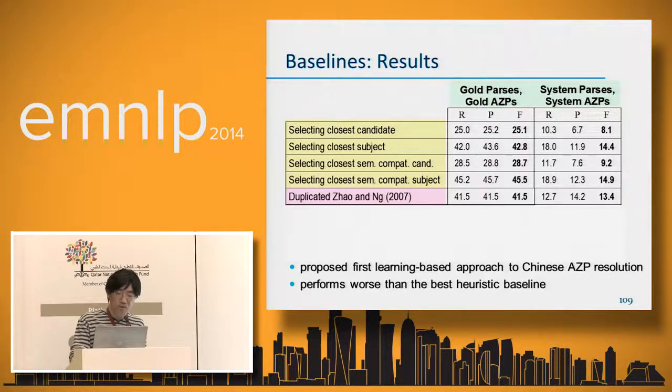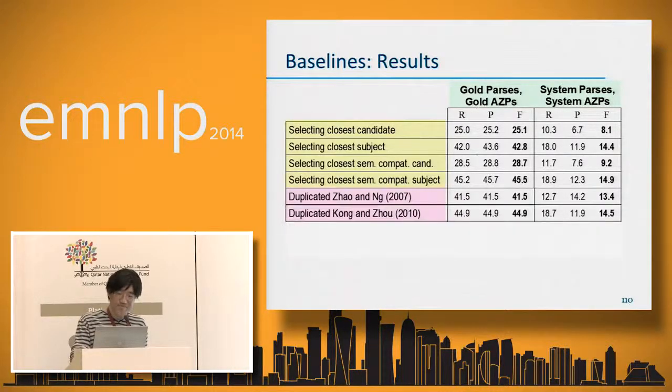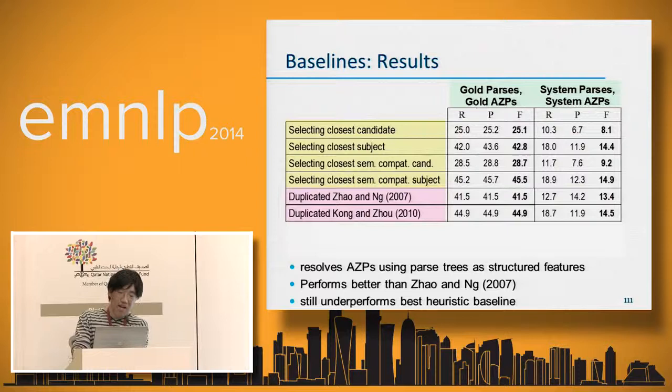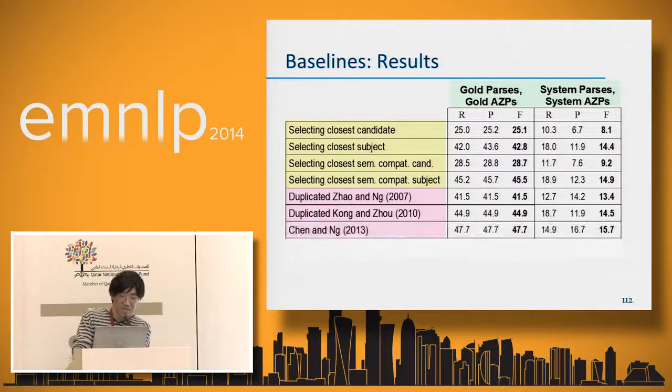This work proposed the first learning-based approach to Chinese anaphoric zero pronoun resolution. And as you can see, unfortunately, it performs worse than the best heuristic baseline. Now let's take a look at the results of our second learning-based system, which is the Kong and Zhou system. This system resolves anaphoric zero pronouns using parse trees as structured features. It does perform better than the Zhao and Ng system, but it still underperforms the best heuristic baseline.